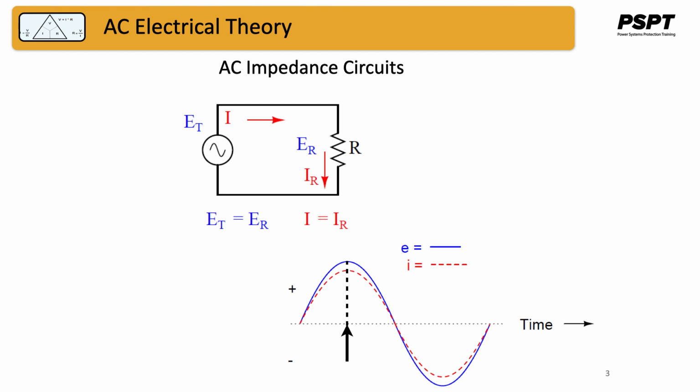At any given point in time along the waves, Ohm's law holds true for the instantaneous values of voltage and current. And the voltage phasors are plotted in the upper right-hand corner there, and you can see that when the voltage source is at 0, so is the current.